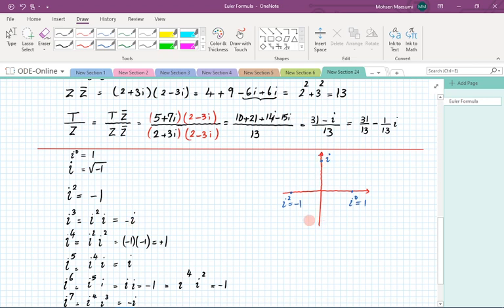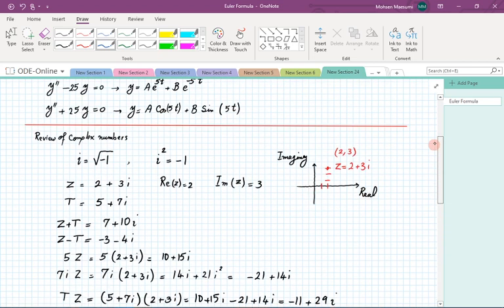Remember, the second component is negative, so we are going to go down here. This is i cubed, it's minus i. i^4, I'm back here. i^5, I'm back here. i^6, I'm back here. i^7, I'm here. So every time I multiply by i, I am turning 90 degrees counterclockwise. Every multiplication by i is a rotation of 90 degrees counterclockwise.